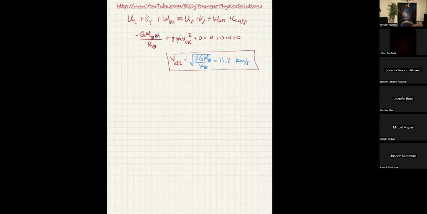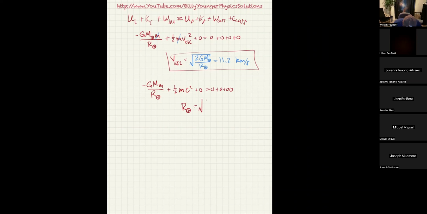Not only that, if you wanted the thing to be a black hole, you can do the same thing. You'd get negative GMm over R Earth plus 1/2 mc squared plus 0 equals 0 plus 0 plus 0 plus 0. When you do that, you find out that if you wanted the radius of the Earth to be so small that it acts like a black hole, then you could just solve for r, and what you get turns out to be a relativistically correct formula.